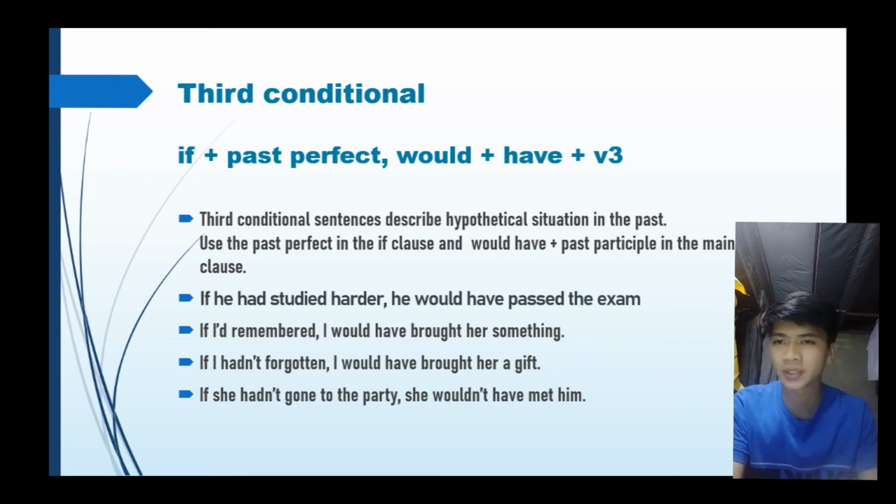And here are some examples of the third conditional. If I'd remembered, I would have brought her something. If I hadn't forgotten, I would have brought her a gift. If she hadn't gone to the party, she wouldn't have met him. Let's look at the following examples.